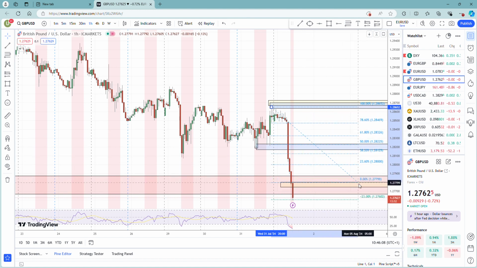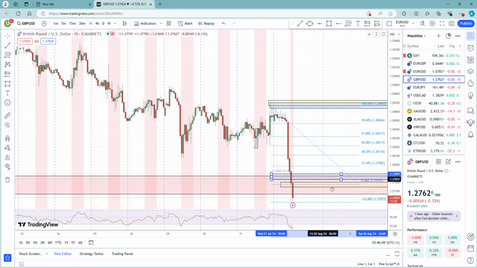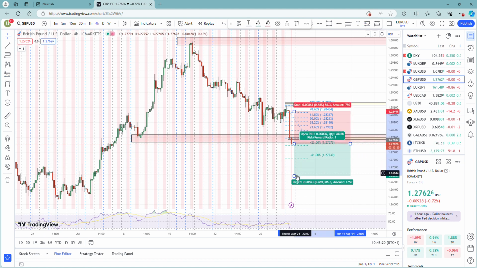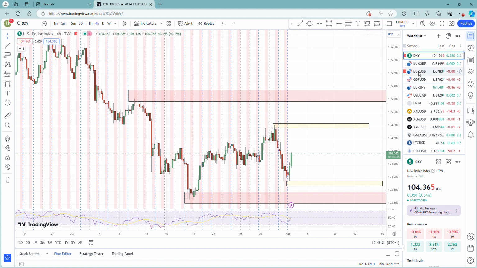So the new support region would be here, which also lies on an H4, and it's also breached that as well. So we'll just have to see how it plays out. It could potentially go all the way to minus 61. And if it does, how many pips is that? That's 37 pips. And what's Dixie doing? Dixie's still bullish.